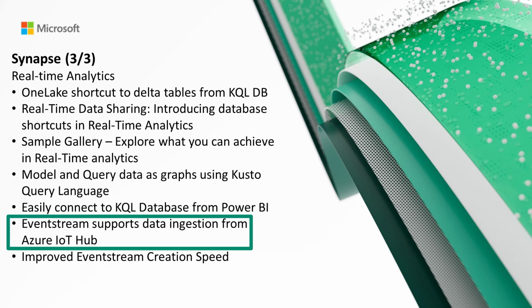Next, EventStream supports data ingestion from Azure IoT Hub. Azure IoT Hub is a cloud-hosted solution that provides secure communication channels for sending and receiving data from IoT devices. With EventStream, you can easily stream your Azure IoT Hub data into Fabric and perform real-time processing before storing it in Kusto Database or Lakehouse.